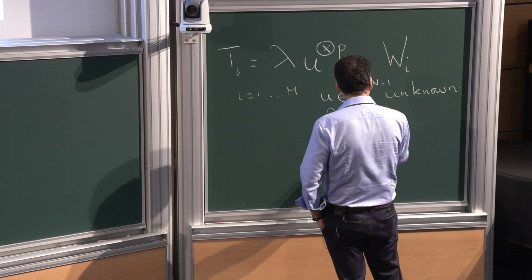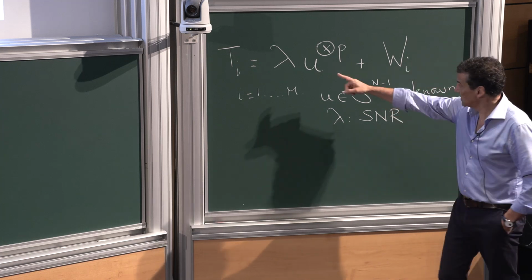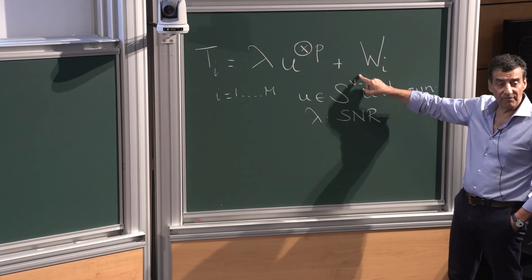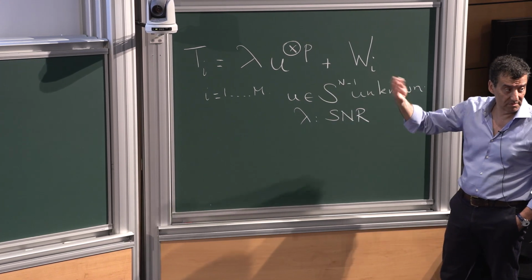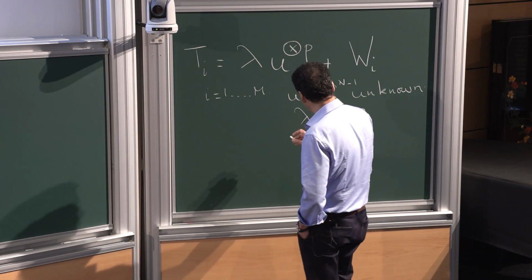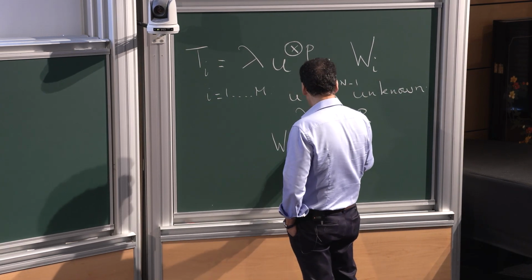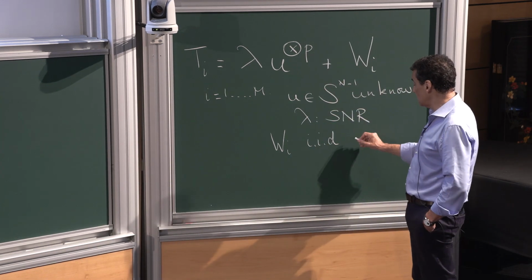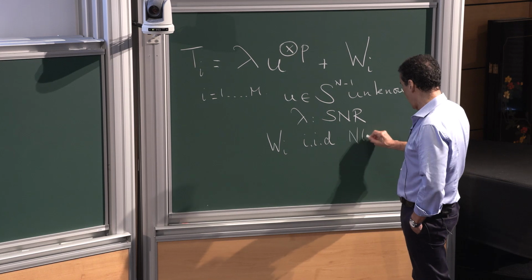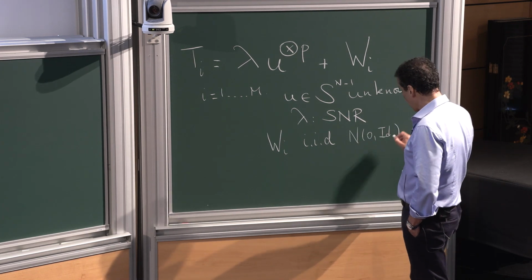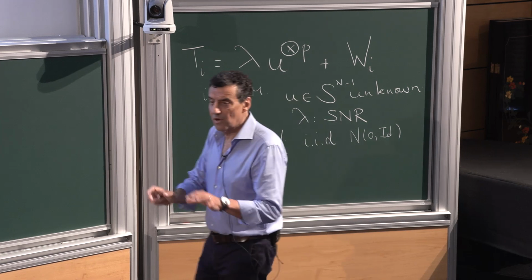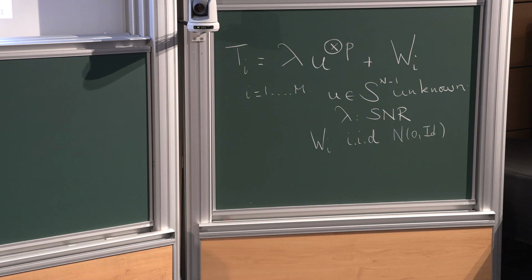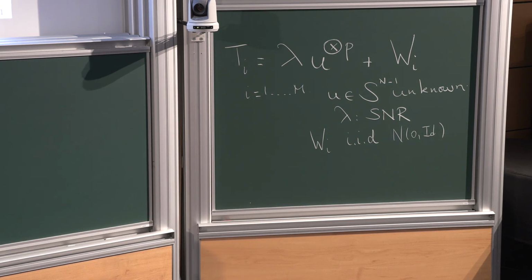Lambda will be called a signal to noise ratio, naturally, because if you put lambda here, 1 over lambda would be the variance of the noise. So 1 over lambda is the variance of the noise, lambda is a signal to noise ratio, and the W_i are the noise. They are IID tensors, and let's say Gaussian. So you have white noise on every coordinate of your tensor, and you try to recover U. That was the question we looked at, from this sample.